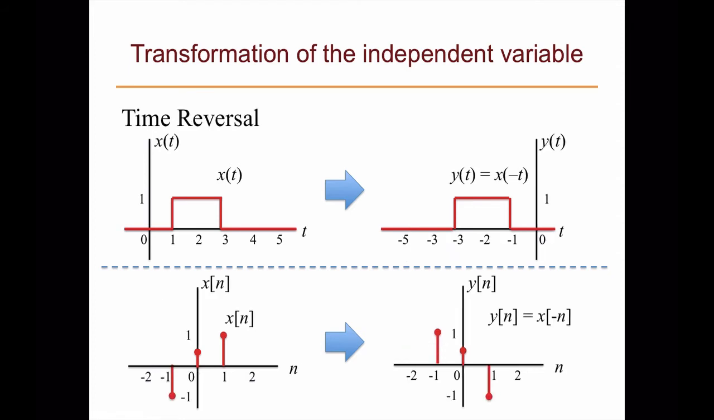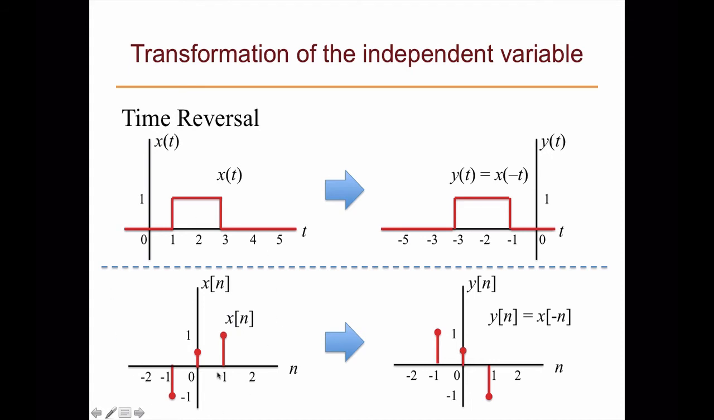We can also reverse the time with respect to the origin, with respect to time equals 0, by applying the minus operator to the independent variable. So if x(t), just like in the previous example, looks like this, the signal y(t) equals x(-t) would look like the original signal x(t), but flipped to the negative side with 0 as the pivot point.